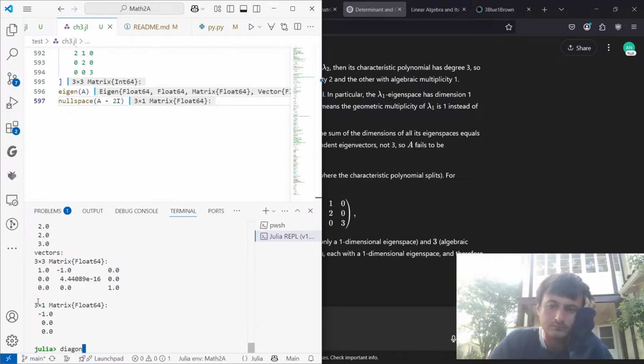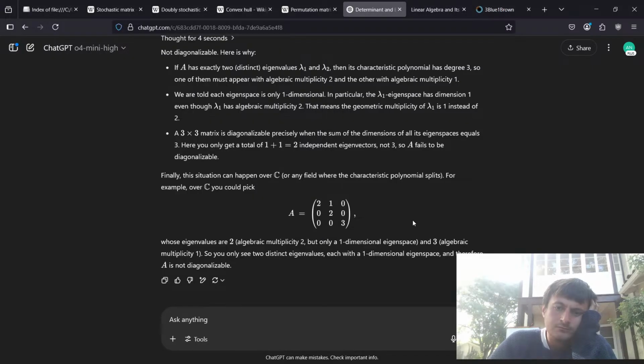Right. So even though you can have an eigenvalue with algebraic multiplicity, the eigenspace can still be 1D. Okay.